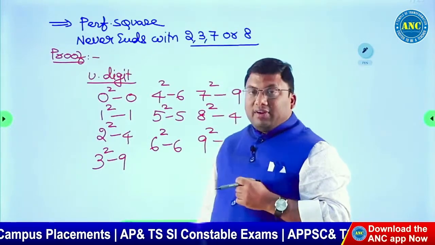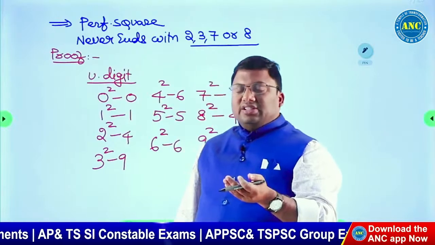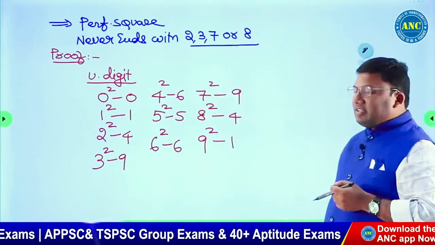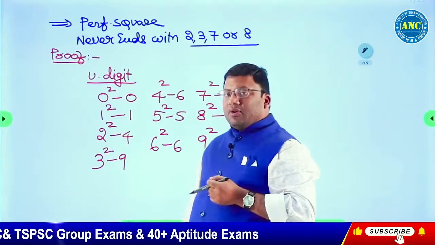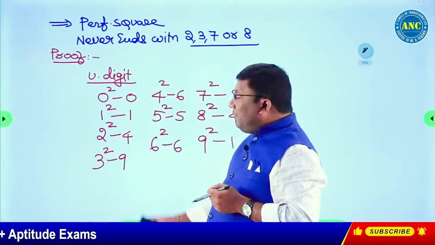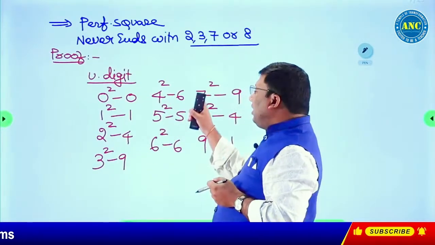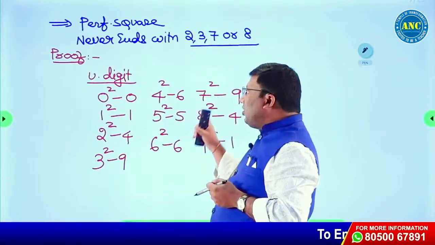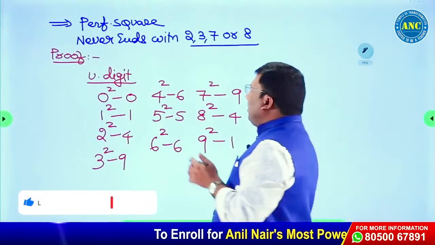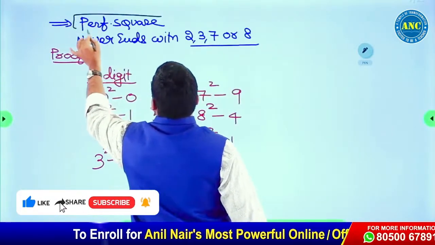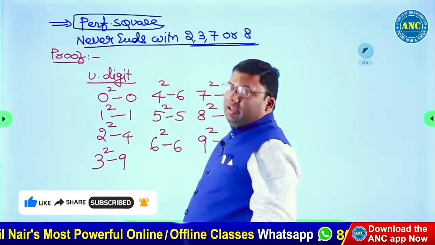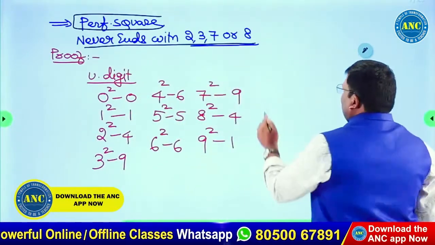Any natural number will have a unit digit, and the unit digit can be from 0 to 9. We looked at all the possible cases. Anywhere did I get 2 at the end? 3 at the end? 7 at the end? 8 at the end? No. If a number is a perfect square, it will never end with 2, 3, 7 or 8.